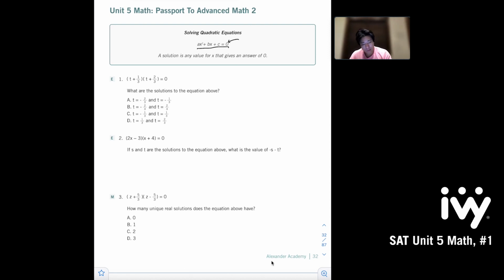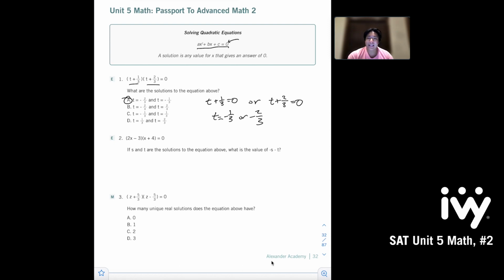Here we see that we already have it in factored form, so that this t plus 1/3 times this t plus 2/3 must be equal to 0. So for this to happen, either t plus 1/3 equals 0 or t plus 2/3 equals 0. And in solving these, we get t is either equal to -1/3 or -2/3. So we can go ahead and pick answer choice A.